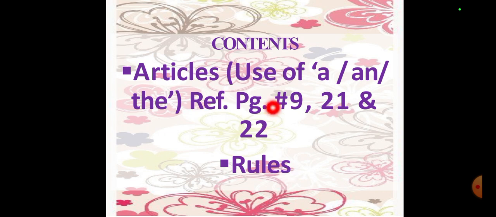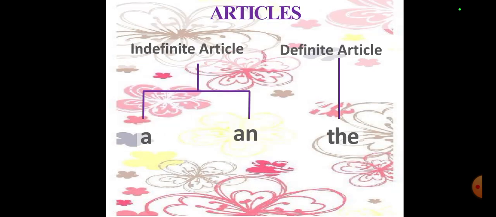The content we are going to do today is articles, the use of a, an and the. If you're in grade 5, it's the 2023 national curriculum book, pages 9, 21 and 22. We are going to learn the rules of articles. What are articles? There are indefinite articles and definite articles. Indefinite articles include a and an. So a and an are indefinite articles; there is nothing definite in them. Definite basically means fixed. For the, the definite article, it has a definite place.